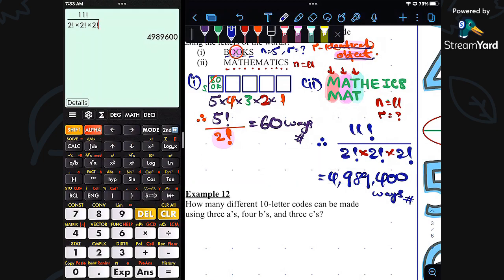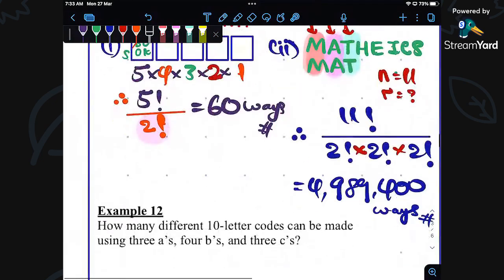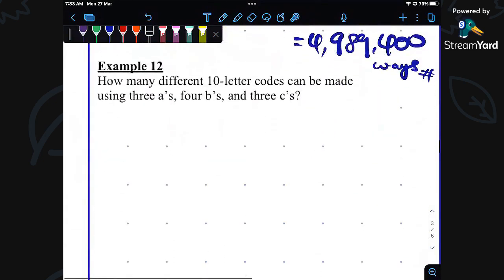But we do not want to calculate it manually, isn't it? We do not want to count manually up to 4 million times. Nope, we refuse to do that. And so that is why the knowledge of permutation came in. Just remember that we have to divide by every possible alphabet if there are identical objects. We're done here. Let's go to question 12.